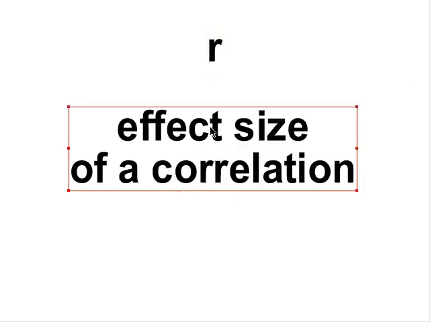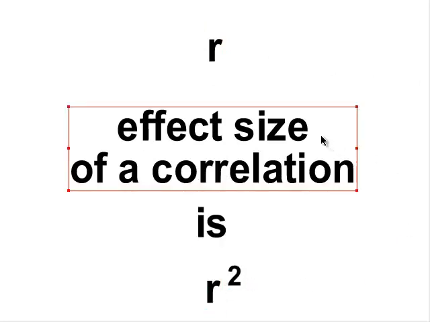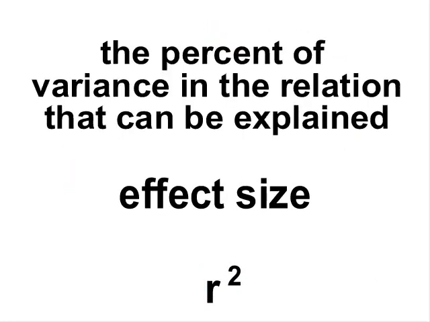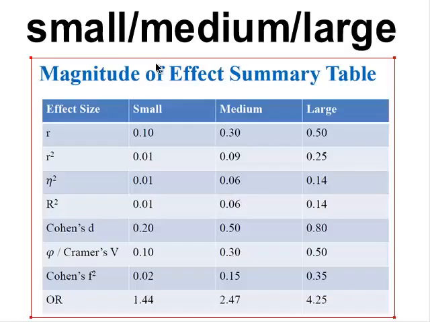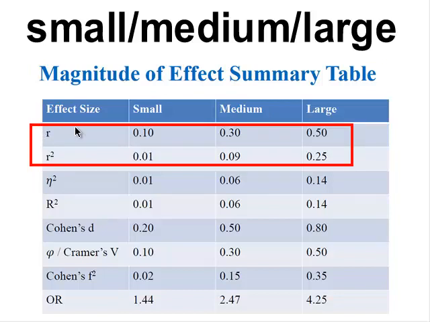All right, and to find the effect size of a correlation, all you do is square the r. Say that again. The effect size of a correlation is you simply multiply r by itself. And what is effect size? Effect size is the percent of the variance in the relationship that can be explained. That is your effect size. Very important concept. And here's your effect size table. You'll notice different tests have different effect sizes. And ours is either r or r squared. You can take whichever one you want. And ours was 0.9, so our effect size is crazy large.